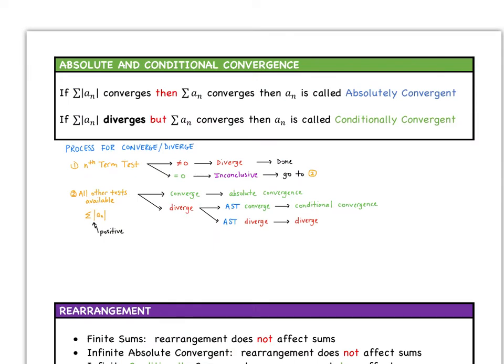So we're done. By the nth term test, this entire series diverges. Okay, so absolute versus conditional convergence. We would start by saying if the absolute value of that series converges, then the series itself converges. So then a_n is called absolutely convergent. If the absolute value of that series diverges, but the whole series converges, then a_n is called conditionally convergent.